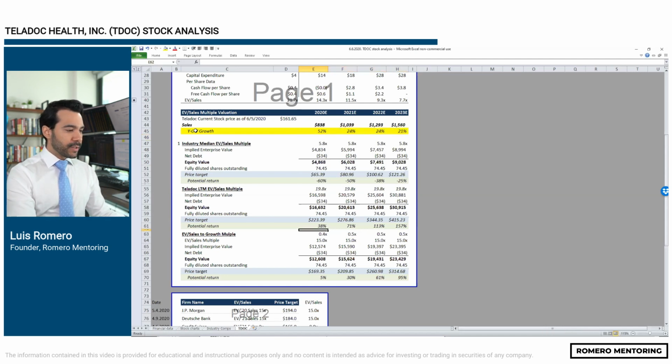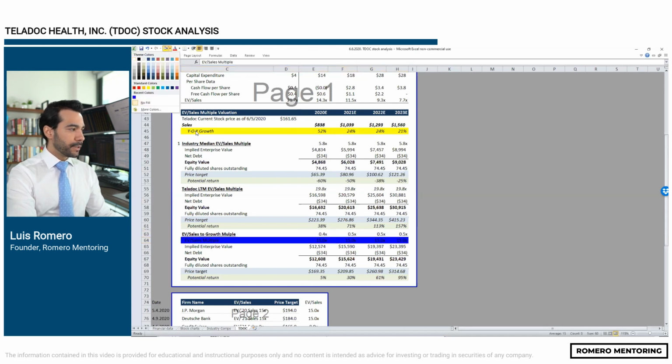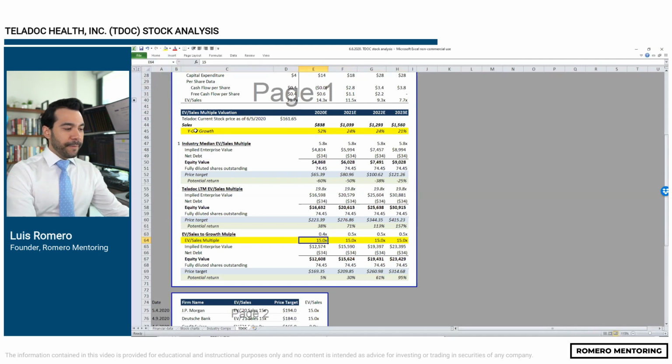Look at row 64. And let's highlight it. And again, this is very technical now. 15 times. This is what other analysts were projecting. If you use 15 times, you get 169 for this year. If you use 15 times for next year's revenue, you get 209. And beyond that, you can see obviously how it increases.